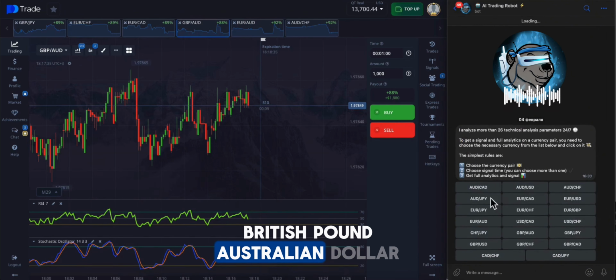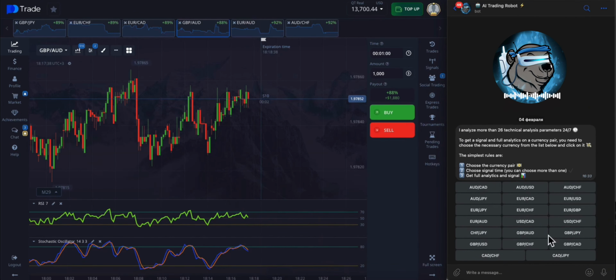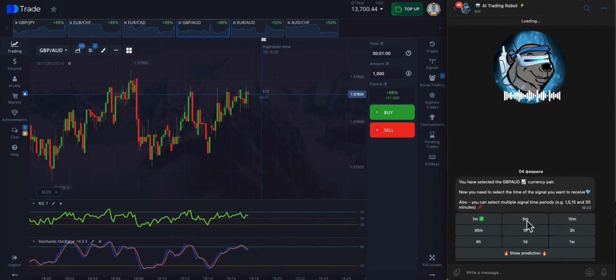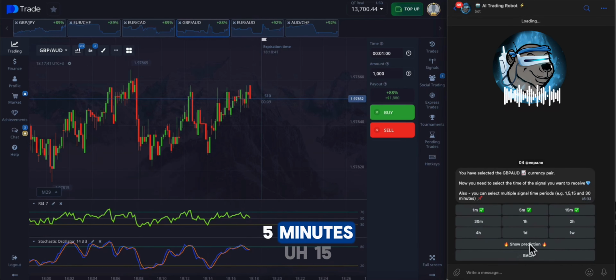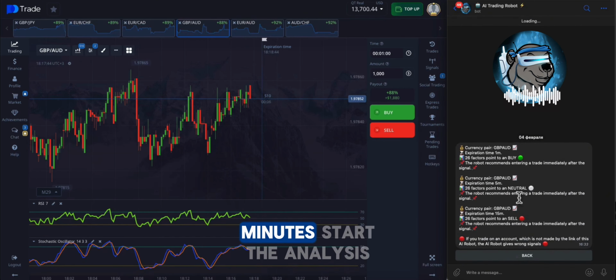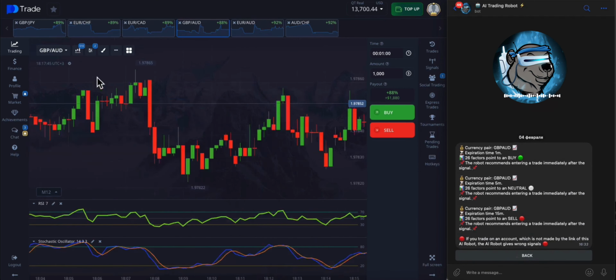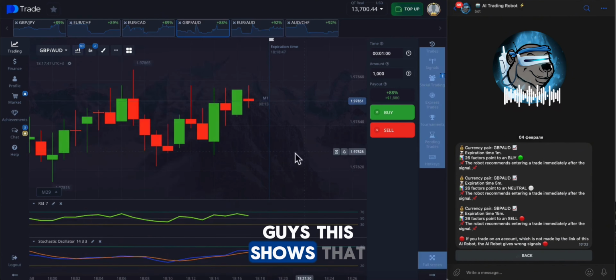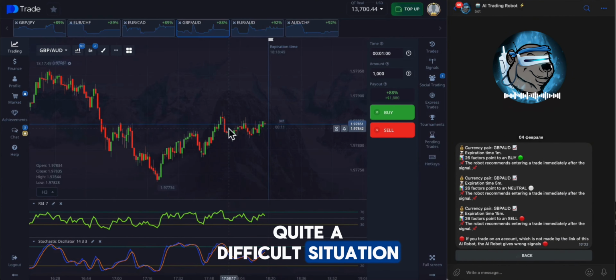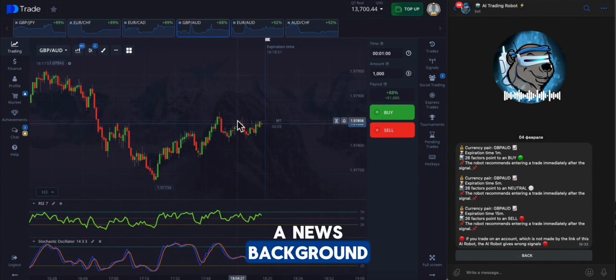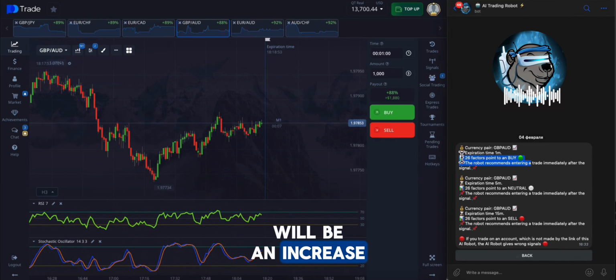British pound, Australian dollar. Time frames of 1 minute, 5 minutes, 15 minutes. Start the analysis. It's all the same, guys. This shows that the market is in quite a difficult situation. This means there is a news background, but we know there will be an increase. The robot says there will be an increase.